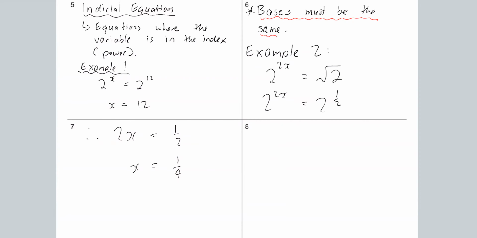How do I get here? Okay, now I'm starting to repeat questions that have just been asked. If they've got the same base, then we can do what's called equating the powers. So we've got 2 to the 2x and 2 to the half, so therefore 2x must equal a half. Okay, here's my theory notes. Equating indices or equating powers.